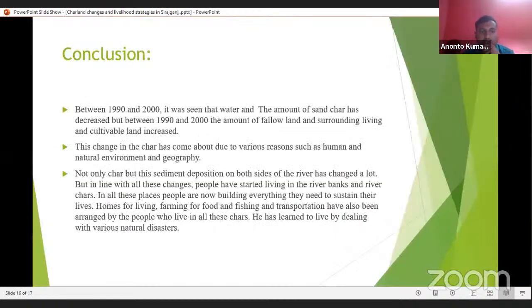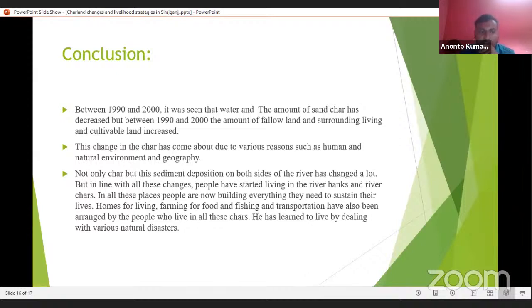Between 1990 and 2000, it is seen that in the water almost the amount of sand char decreased, but between 1990 and 2000 the amount of fallow land and surrounding cultivated land increased. The changes in the soil are due to various reasons, both human and natural. Not only the chars, but the sediment deposits on both sides of the river have changed a lot.